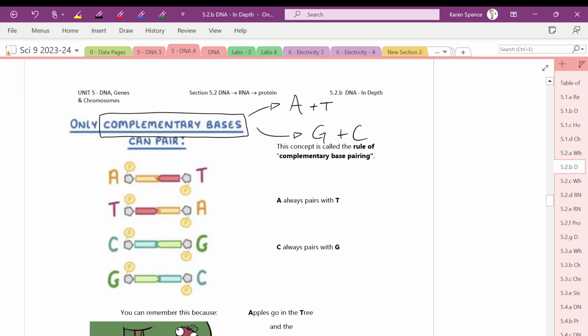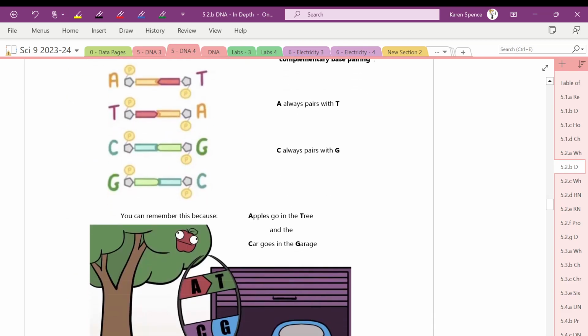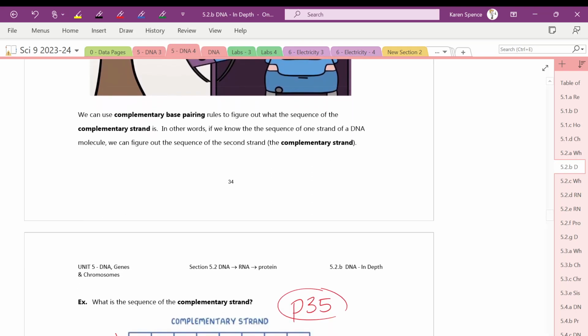All right, so we got a little picture here. Apples go in the tree, car goes in the garage. That's going to help you remember, hopefully.